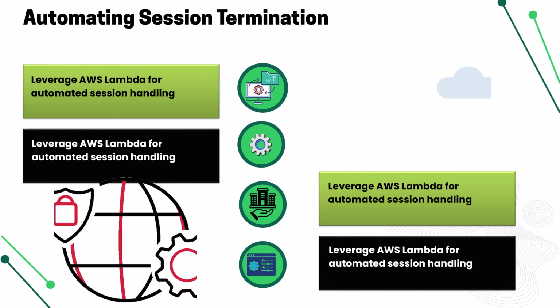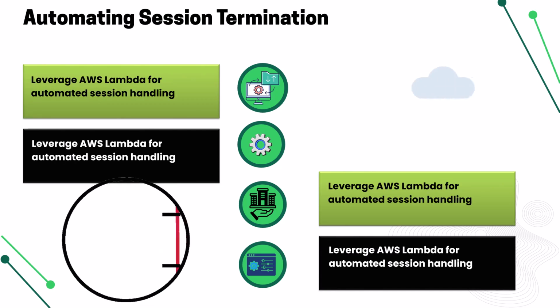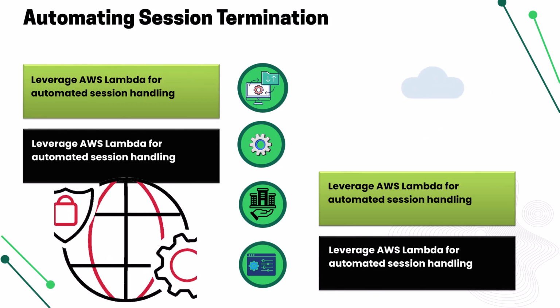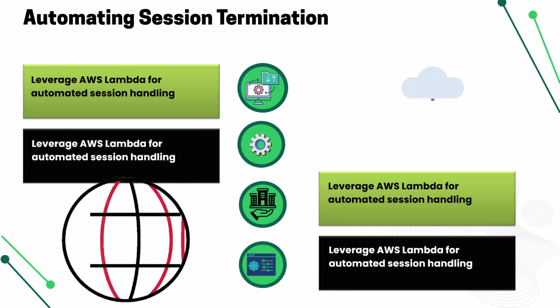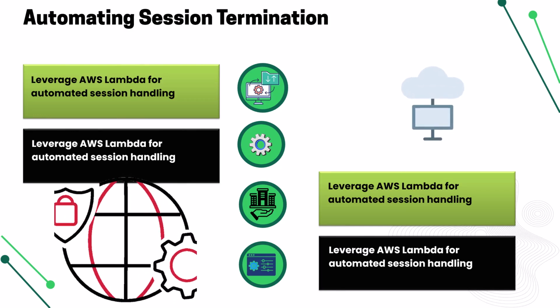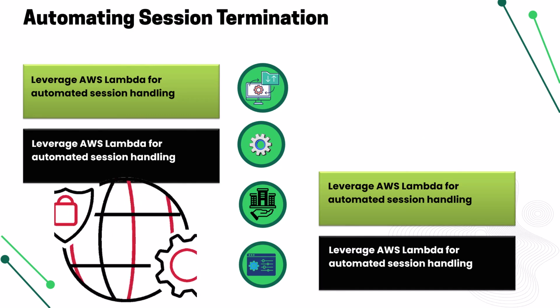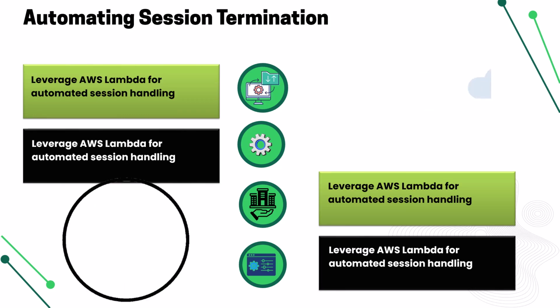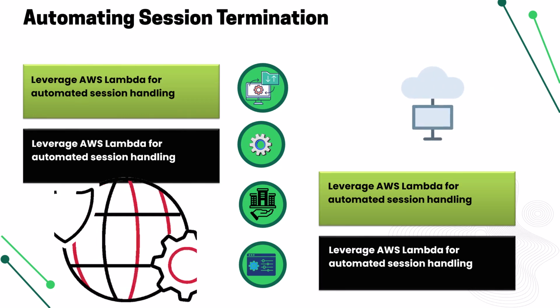Automation is a lifesaver. Instead of manually babysitting sessions, why not let AWS Lambda do the heavy lifting? Pair it with CloudWatch events and voila! You get real-time monitoring with smart termination policies. Think of it as having an invisible security guard who works round the clock.